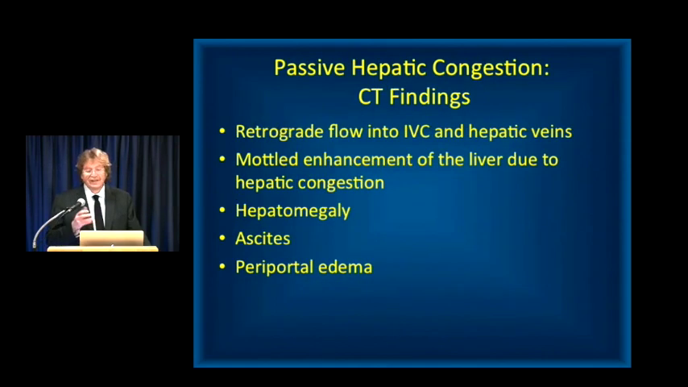Now, what do you see? And this is very important because sometimes you're not scanning the chest, you'll only be scanning the abdomen, and then you need to say the patient has right-sided heart failure or decreased right-sided heart function. Please look into its cause. Well, what you typically see is retrograde flow of contrast into the IVC and hepatic veins. Now, recent articles have reported that to be seen in young, healthy patients. You may see it occasionally, but it's uncommon, and when you see reflux, you better be thinking about poor right-sided heart function. You may get mild enhancement of the liver due to congestion, hepatomegaly, ascites, and periportal edema.